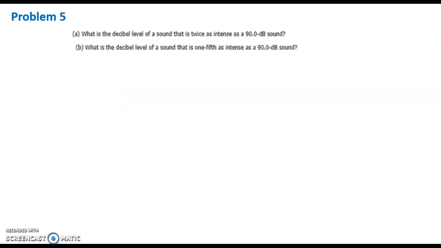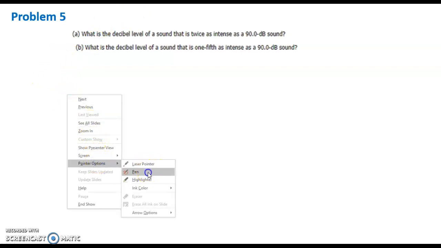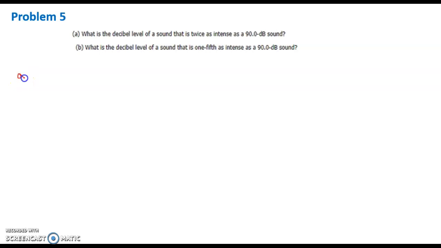What is the decibel level of a sound that is twice as intense as a 90 decibel sound? So let's first write down the given and check how we can make use of it. So in part A, again we have two sounds that are being compared to each other.